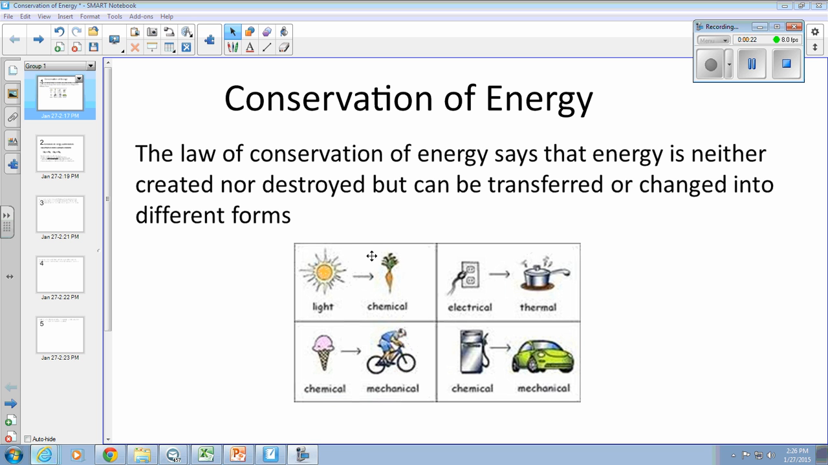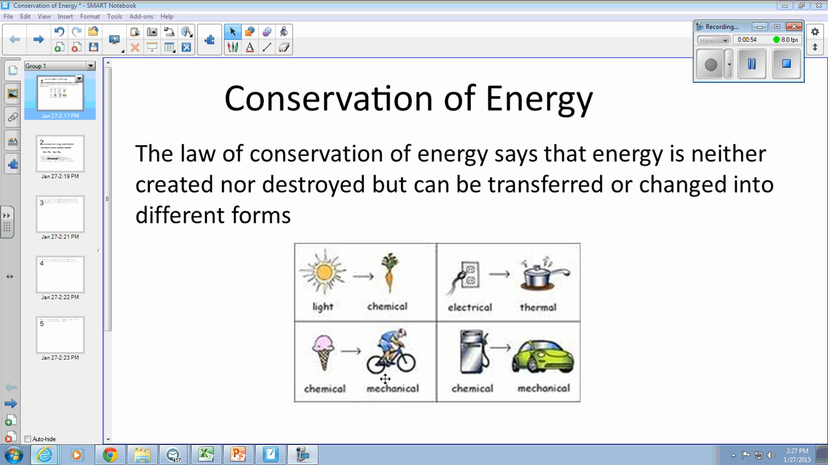Light produces plants through a chemical change from light energy into chemical energy through photosynthesis. Electrical energy can change into thermal if you plug your stove in. If you have an electric stove, you can get thermal energy out of that. Heat up the burner.